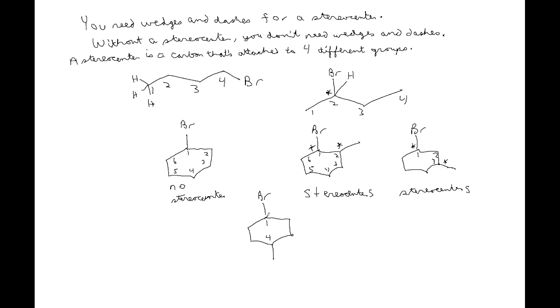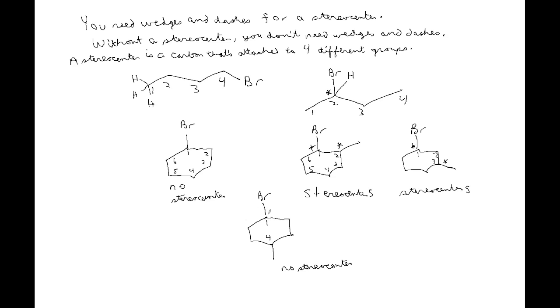Is carbon 1 a stereocenter in this molecule? No. How about carbon 4? No. Right, because now the clockwise and the counterclockwise paths are identical. It will take you 3 carbons to get to the methyl group if you travel clockwise, but it'll also take you 3 carbons to get to the methyl group if you travel counterclockwise. So neither 1 nor 4 is a stereocenter in this case.